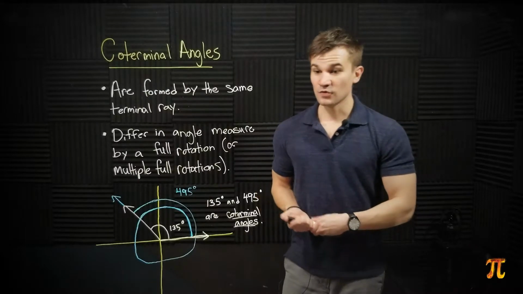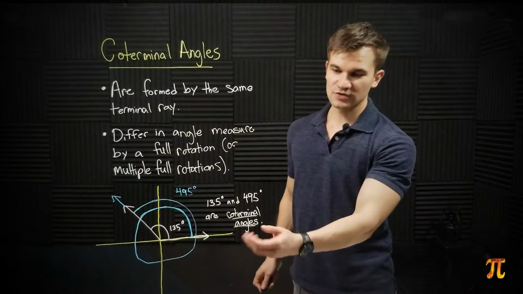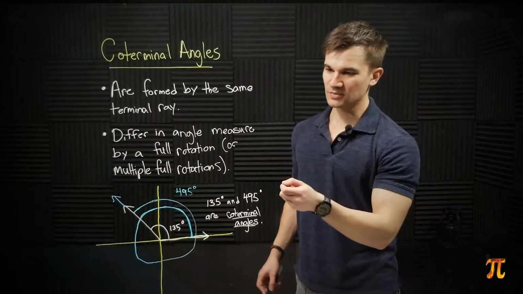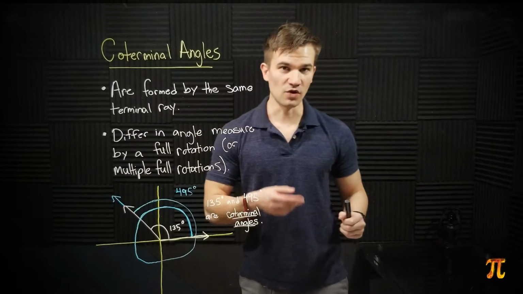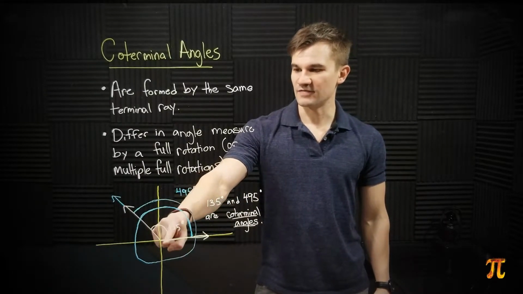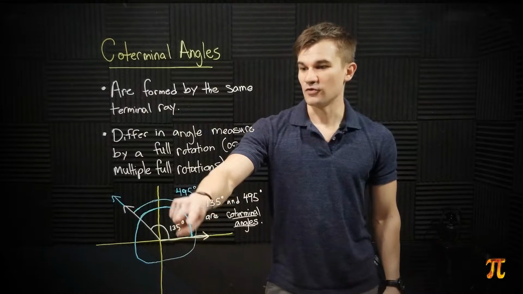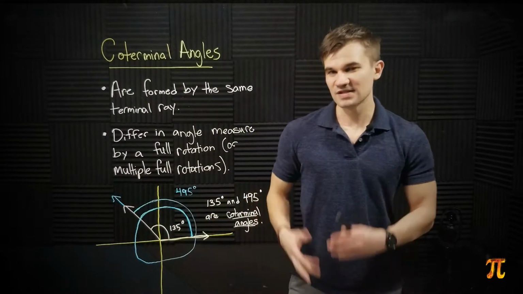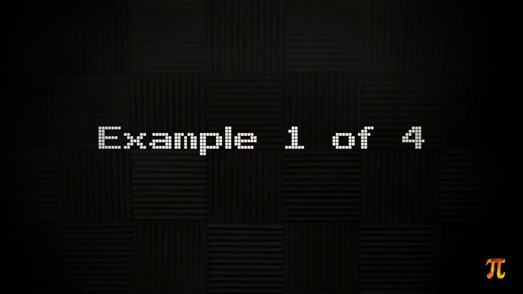360. For example, these two angles, 495 degrees and 135 degrees, are coterminal because they differ by one full rotation. And you can see that if we draw an angle of 135 degrees and we draw an angle of 495 degrees, they end up in the same place. So that's the idea of coterminal angles.